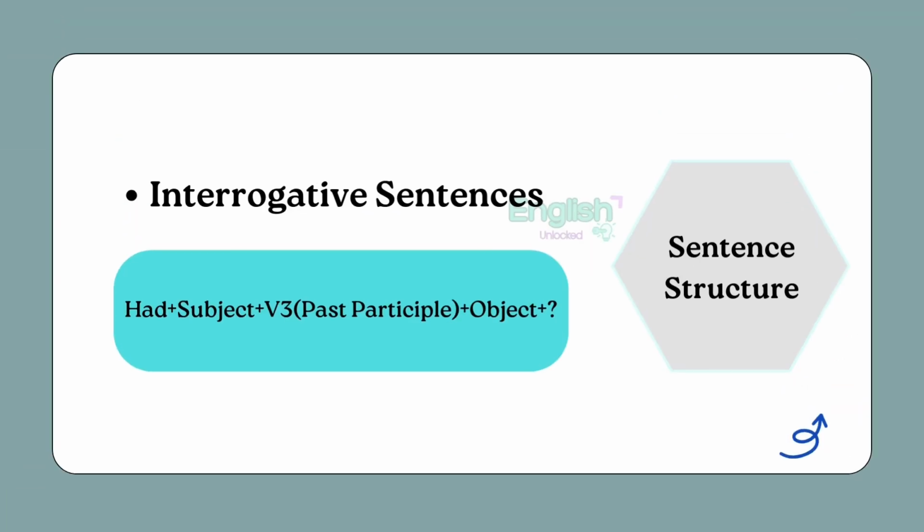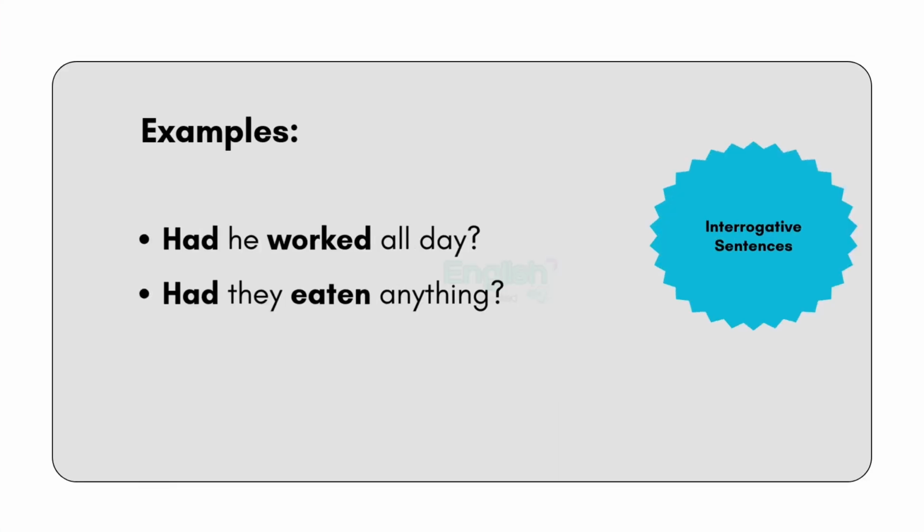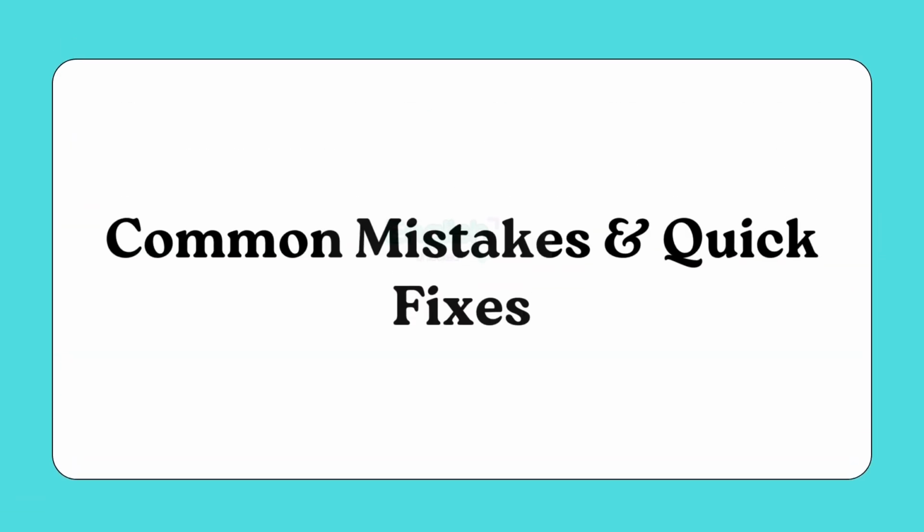If you want to frame an interrogative sentence, you should start with the auxiliary verb "had," followed by the subject, followed by the past participle, followed by the object. Please note that you should always use the past participle form of the verb since it is the past perfect tense. Here are some examples of interrogative sentences. "Had he worked all day?" "Had they eaten anything?" Now you know how to frame and when to use the past perfect.